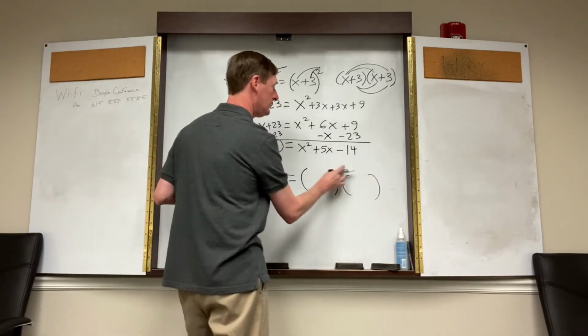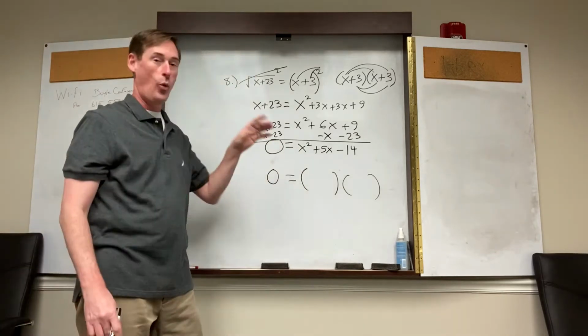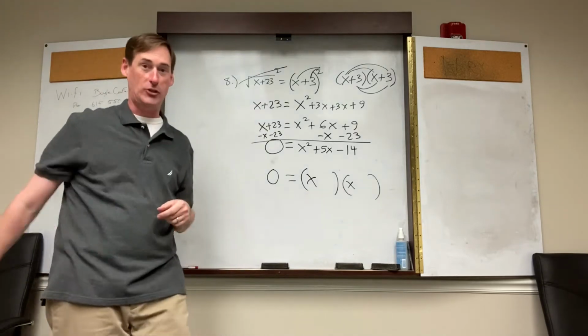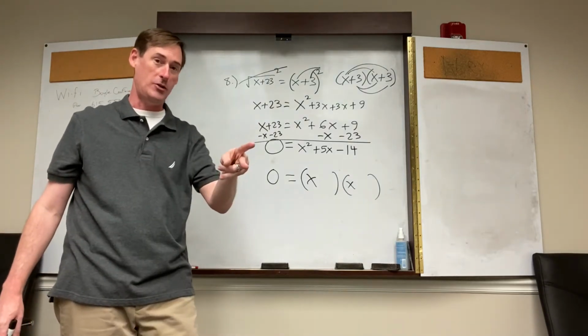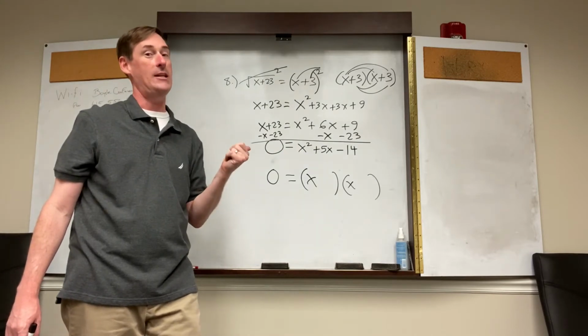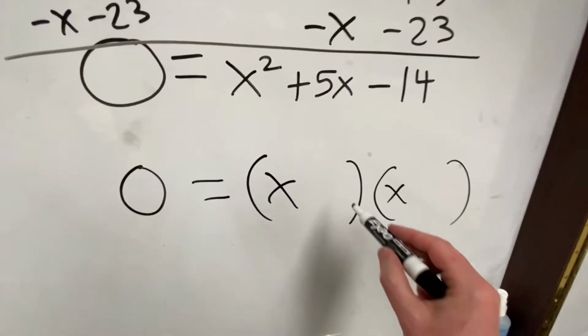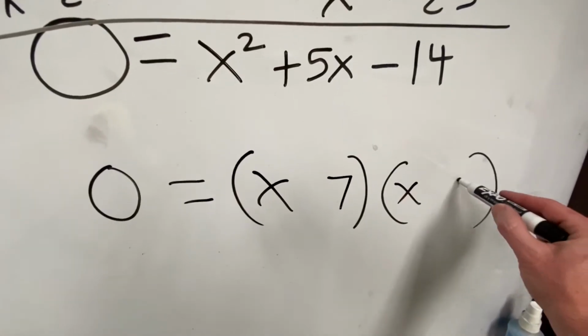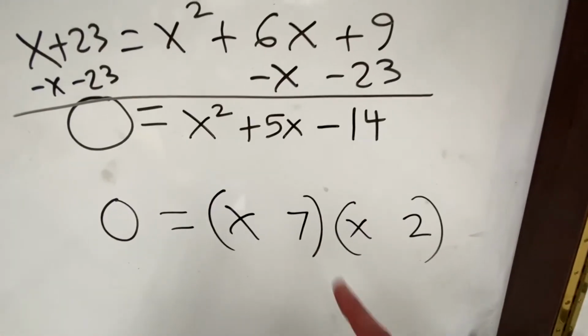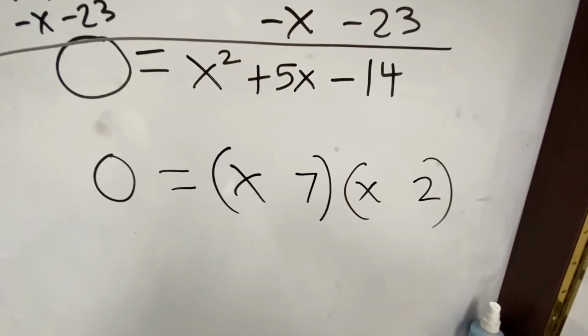Two parentheses. What makes x squared? x times x. Now we need two numbers that multiply to be negative 14, but add to be 5. Well, I'm definitely thinking 7 and 2, that's for sure. 7 times 2 is 14, and we can make a 5 out of that if we play our cards right.